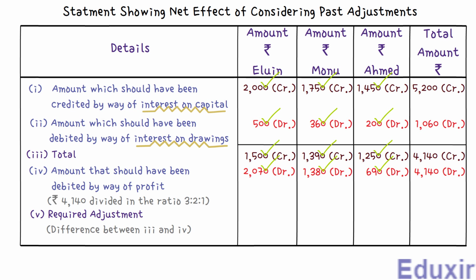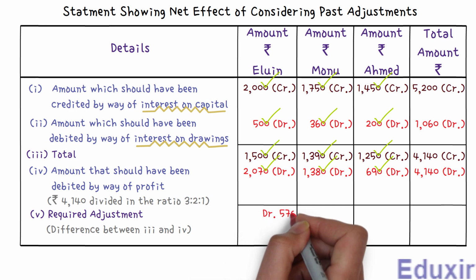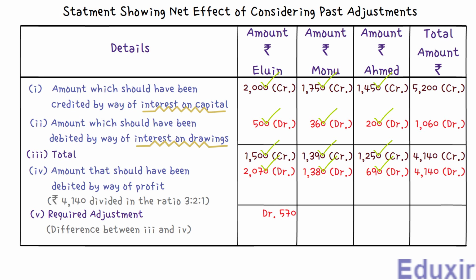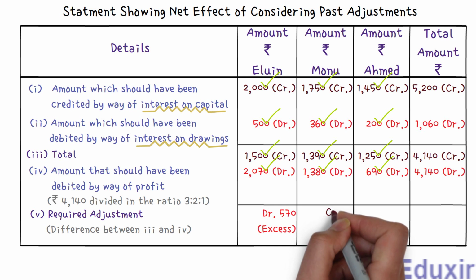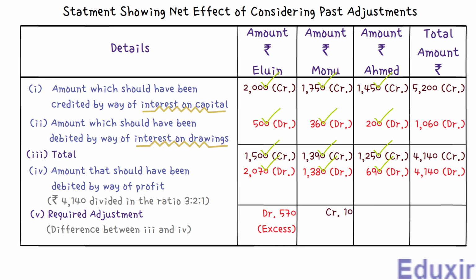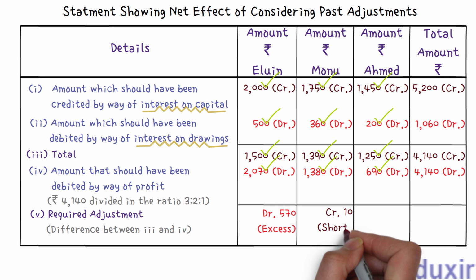Now for partner Eluin, the difference between 1,500 rupees credit and 2,070 rupees debit is 570 rupees debit. See, this amount is debited because overall this much amount of excess was credited earlier to this partner's capital account for partner Eluin. Now for partner Monu, the difference between 1,390 rupees credit and 1,380 rupees debit is 10 rupees credit. See, this amount is credited because overall this much amount was shortage and was not credited earlier to this partner's capital account for partner Monu.